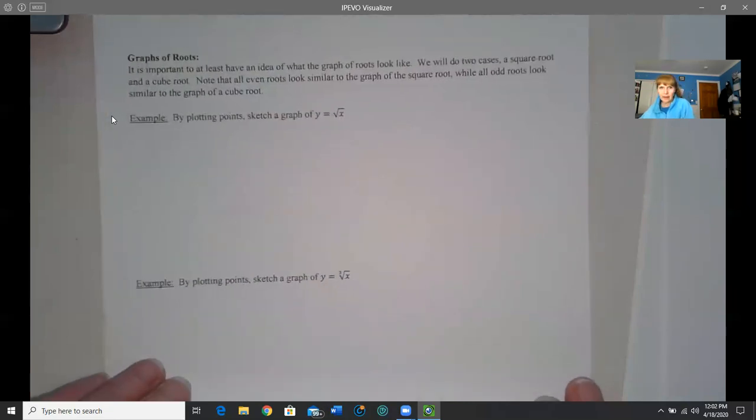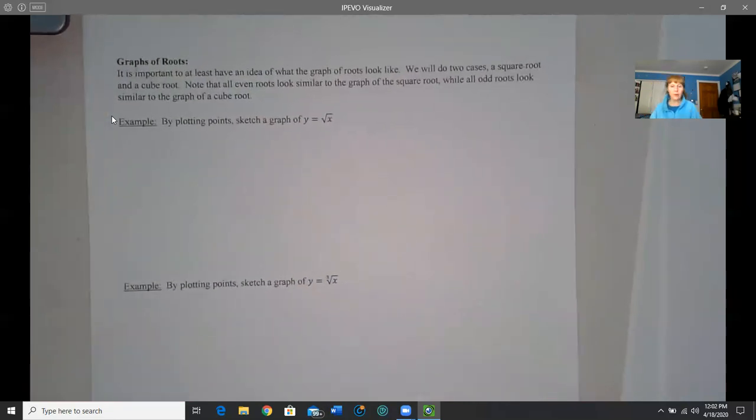Anyways, let's go ahead and look at some graphs here. Now that we've done one sample of a story problem application, pretty easy. Graphs, what do these look like?